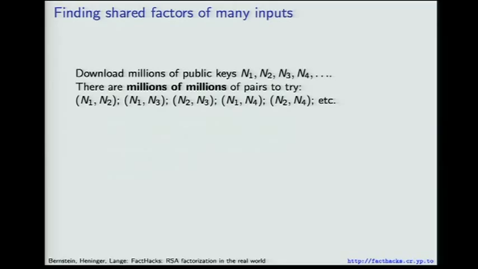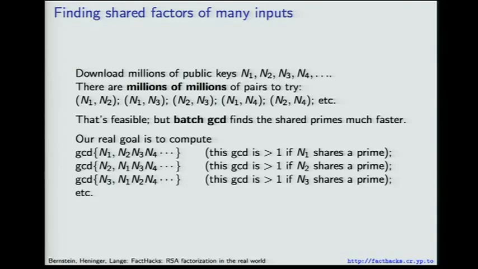Now you can actually do this for tons and tons of keys. You download, say, millions, tens of millions of keys from the internet, all the different SSL servers, maybe go for some SSH keys. You download tons and tons of public keys, and then you try all the pairs with Euclid's algorithm. And it's so fast that you can do this, but actually, you can do better. So there's an algorithm, the batch GCD algorithm, which takes a whole bunch of keys and figures out which of those keys share primes with the others.